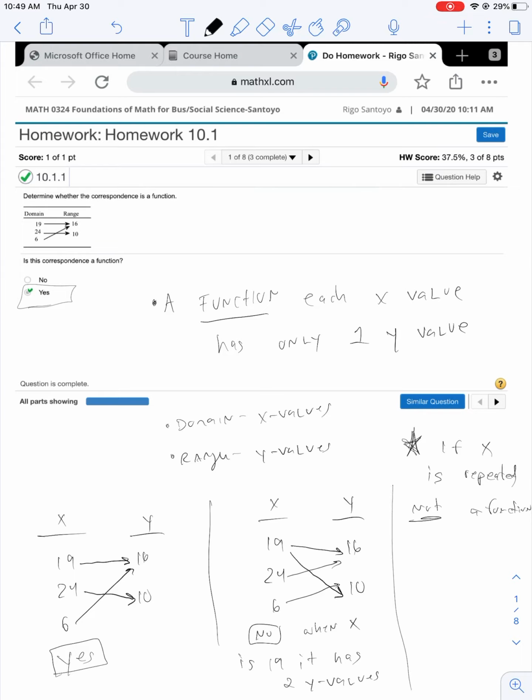Once again, another way of looking at it, our first ordered pair, we have 19 that goes with 16. We have 24 that goes with 10. And then we have 6 that goes with 16. Here you can clearly see x is not repeated any of the times. Once again, that's why our solution is yes, it's a function.